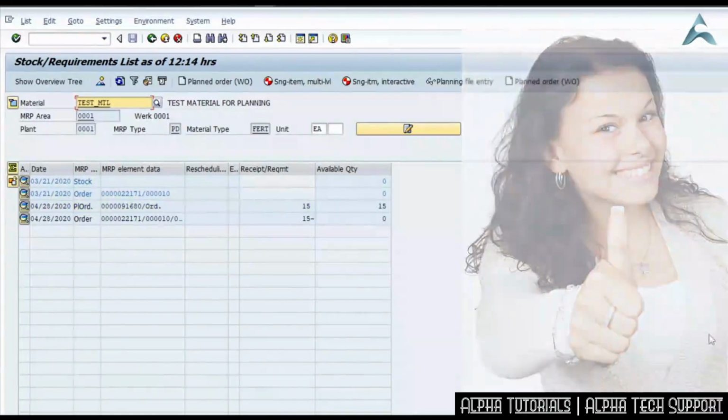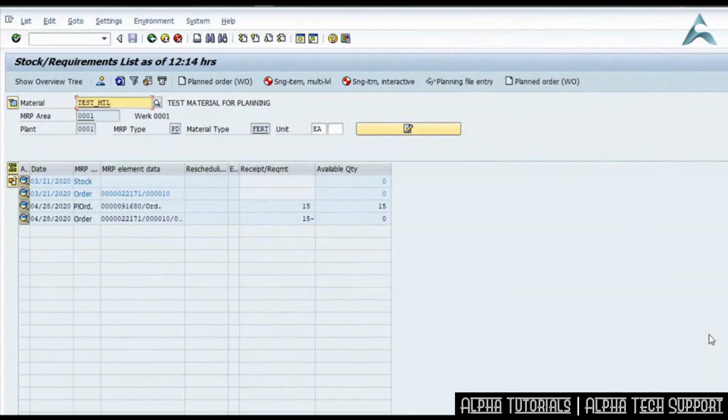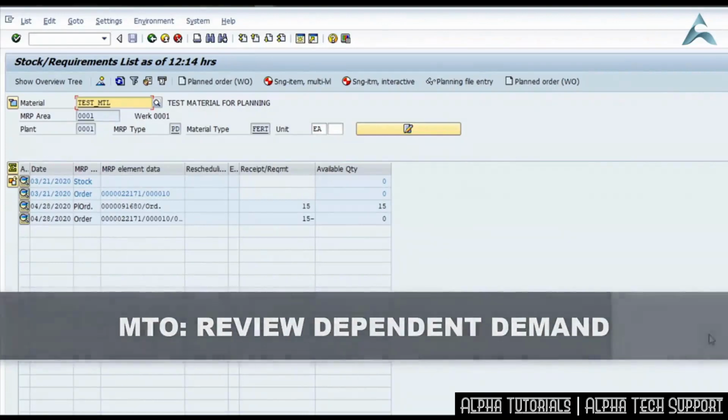So that is exactly what I would expect to see on the finished good. We do not plan to make this material in advance. We will only respond to customer orders once they are entered into the system. Now let's take a look at one of the components. We should see dependent demand from the planned order. The planned production order should drive dependent demand to the BOM components.